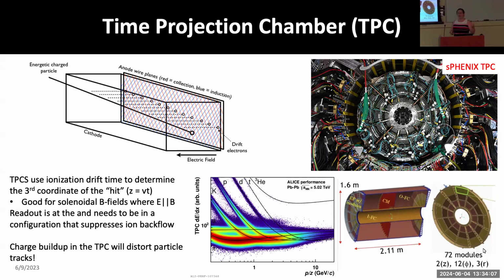This is very useful for solenoidal fields, because the electric field and magnetic field are of course parallel to one another. So this works well in giant solenoids, which basically describes ALICE, STAR, and sPHENIX. Now one issue is that you read things out at the end. I'm showing here the picture of the sPHENIX TPC, and the readouts are at the endpoints.